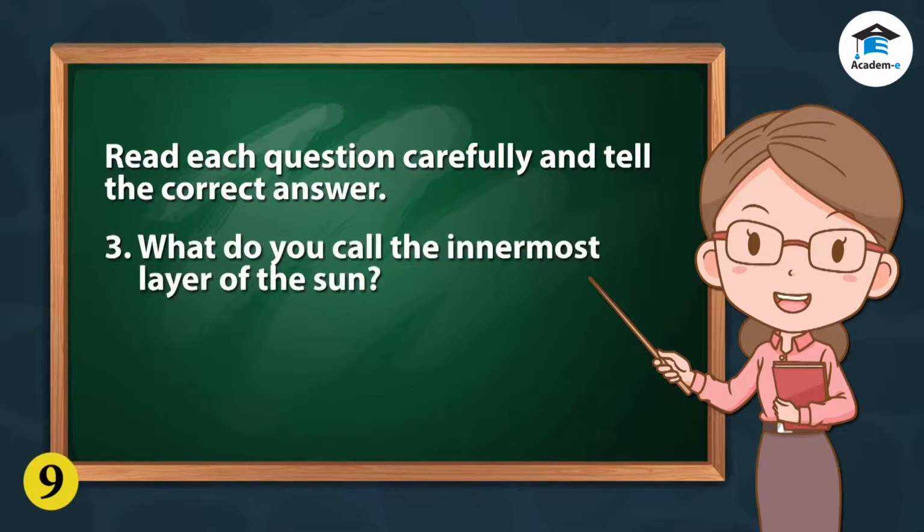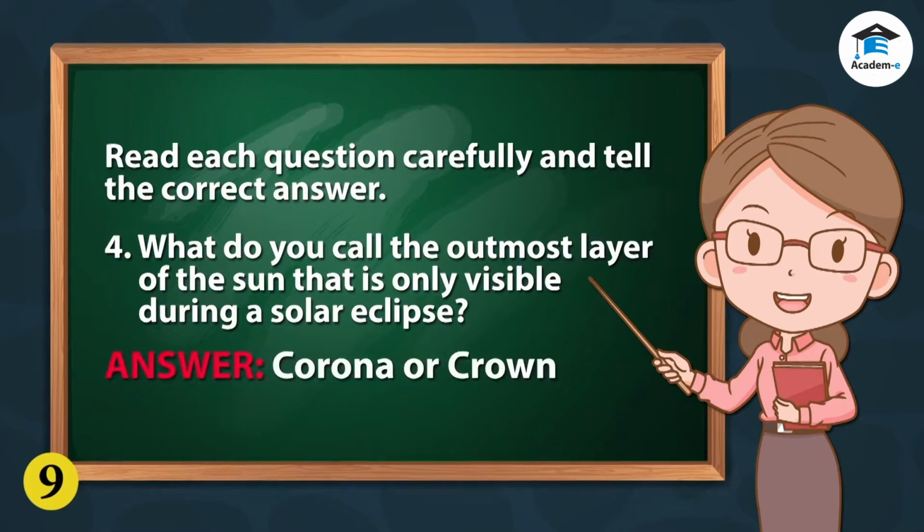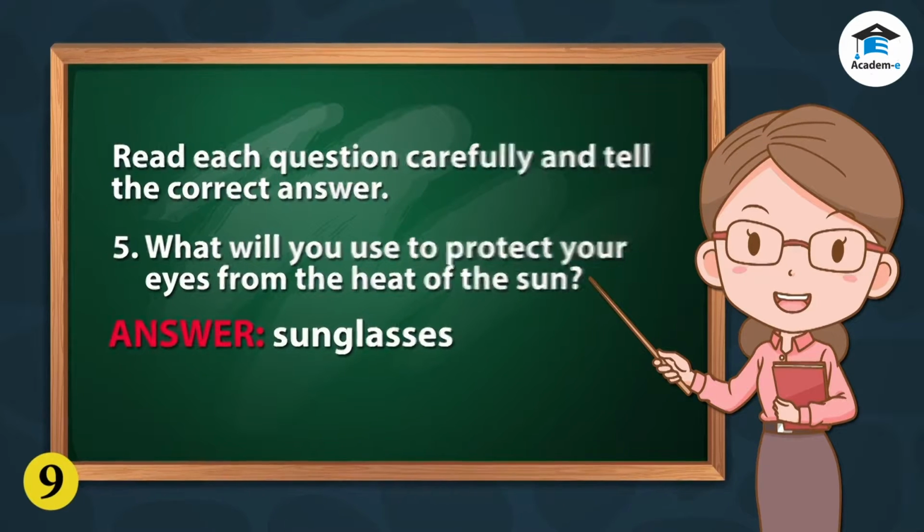3. What do you call the innermost layer of the Sun? Answer: core. 4. What do you call the outmost layer of the Sun that is only visible during a solar eclipse? Answer: corona or crown. 5. What will you use to protect your eyes from the heat of the sun? Answer: sunglasses. Great job!